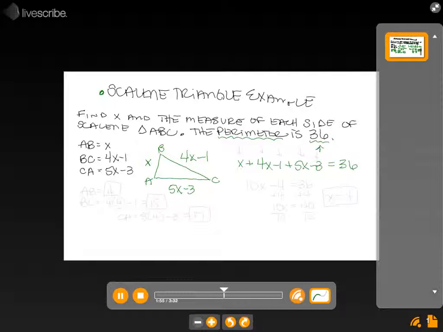And that's how we solve this. We've added all three sides together. That's the idea of perimeter, adding all three sides up. We set it equal to the total for all three sides, which is 36.